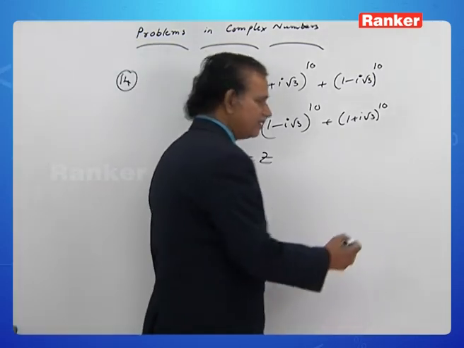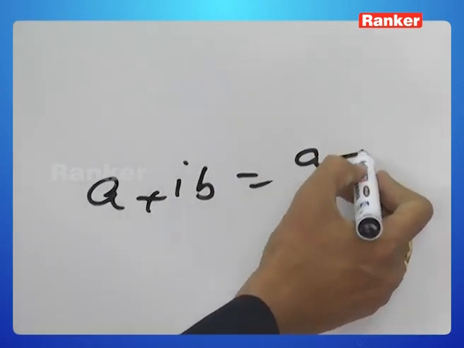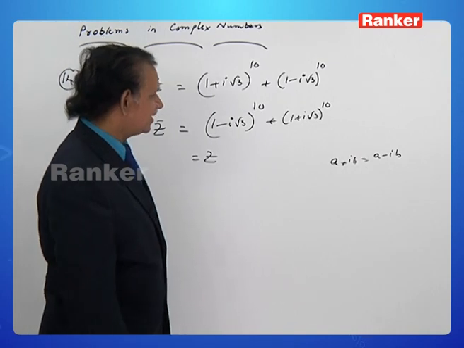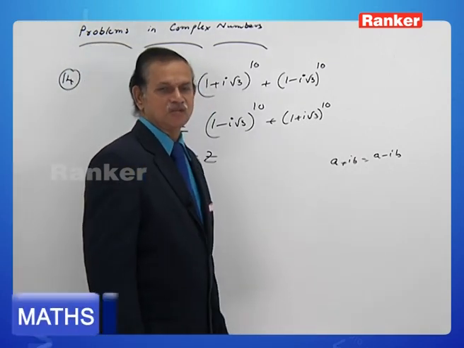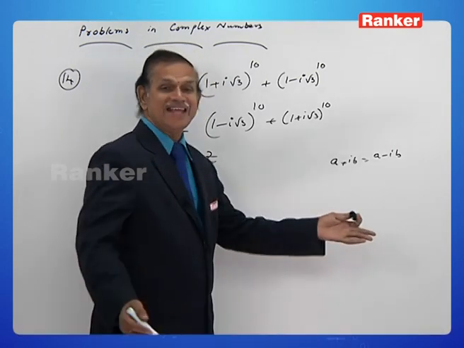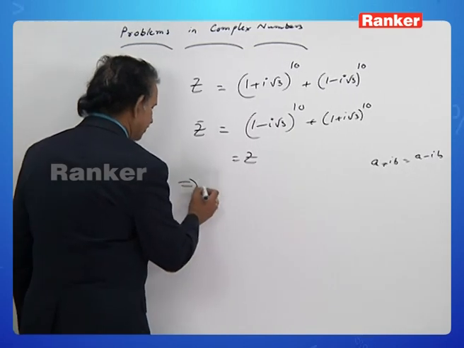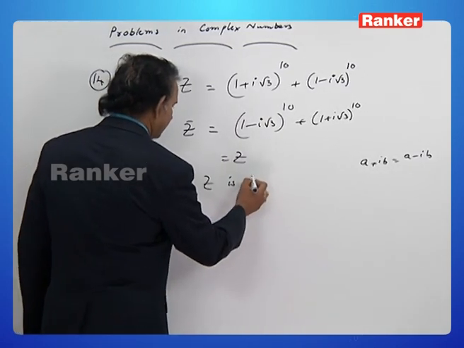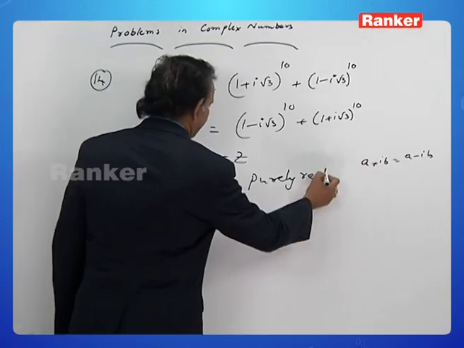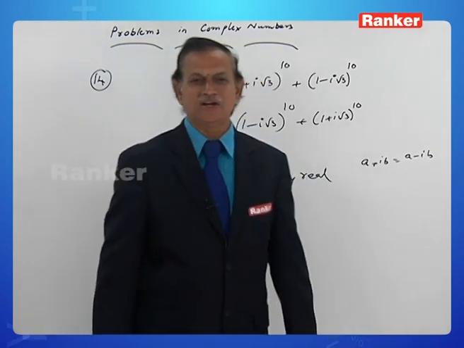It's very simple. Suppose a plus ib is a complex number coinciding with a minus ib. What is the consequence? You can cancel a. ib plus ib is 0. That is, b is 0. As b is 0, it is purely real. This implies Z is purely real, that is, it can be expressed on the real axis only, on the x-axis.